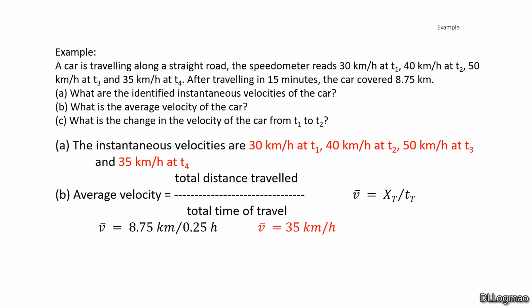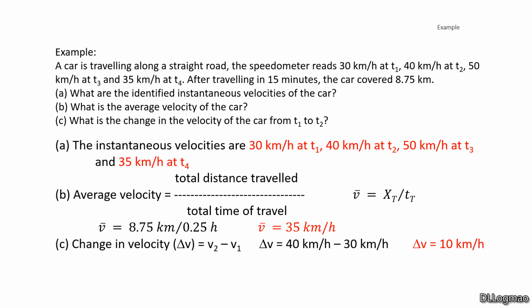The change in velocity from time sub 1 to time sub 2, delta V, is the difference between V sub 2 and V sub 1, which is 40 kilometers per hour minus 30 kilometers per hour. The change in velocity is 10 kilometers per hour.